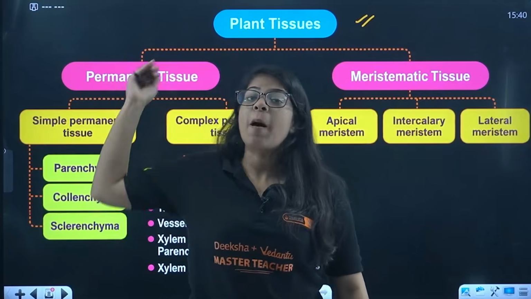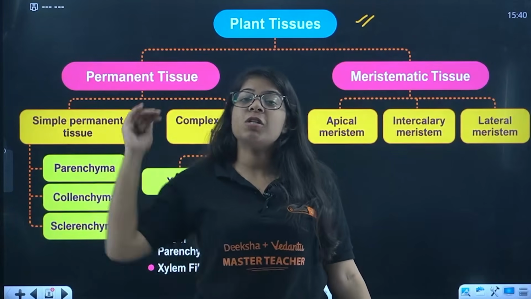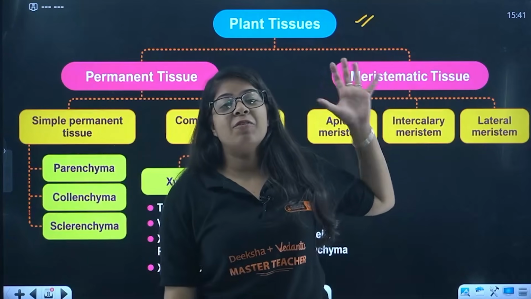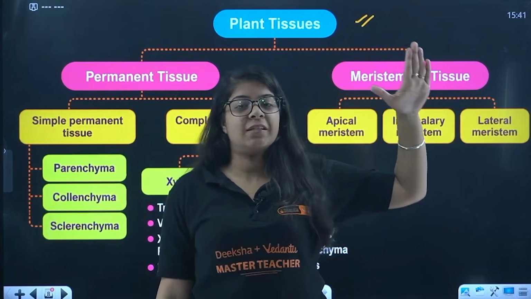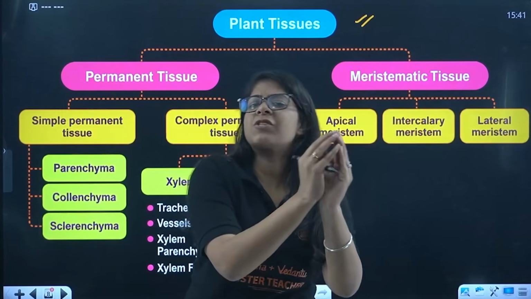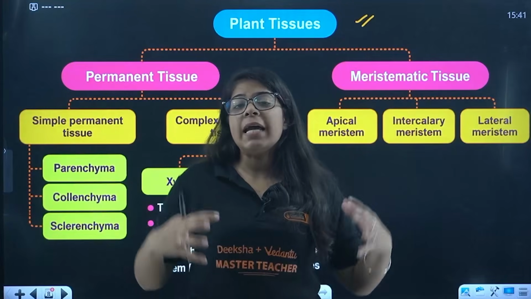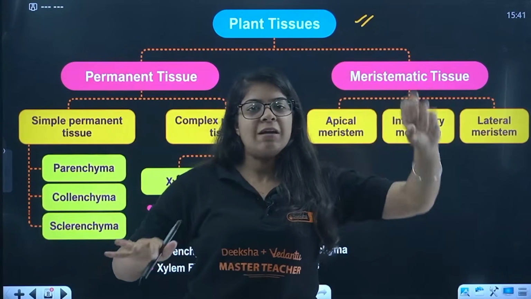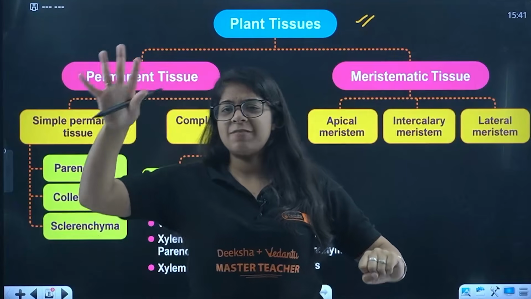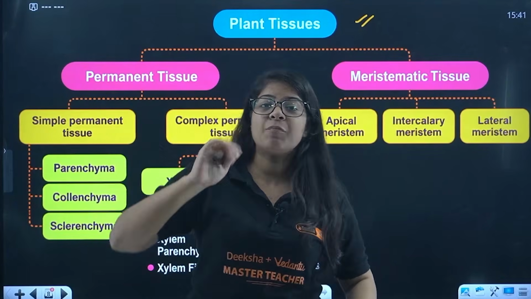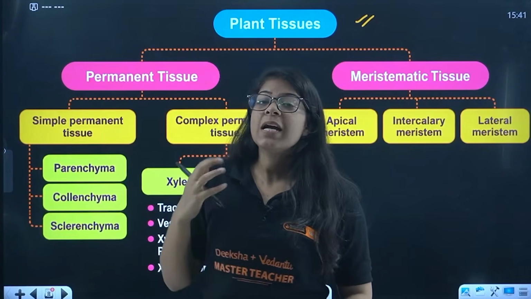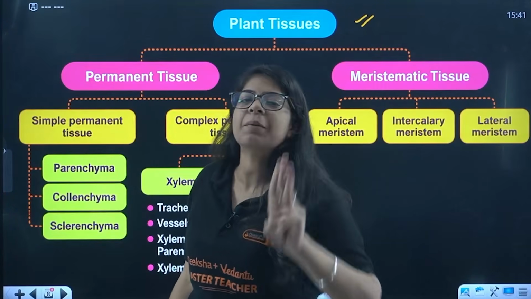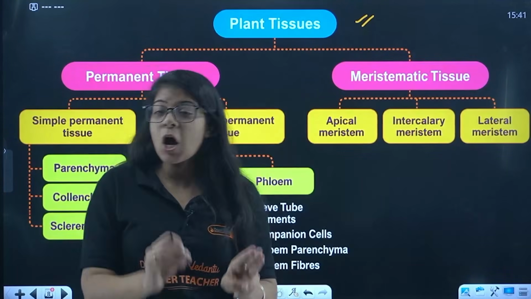From P we have permanent tissue. Prime minister is permanent for 5 years, but permanent tissue. And then from minister we have meristematic tissue. Now let's talk about the minister part first. Now beta, after the prime minister we have so many other ministers. Railway minister, finance ministers, health ministers, education ministers, right? Similarly, in meristematic tissue we have 3 ministers. How will you remember this?